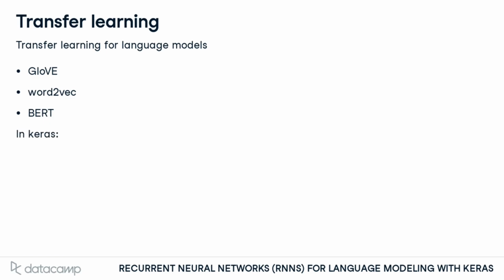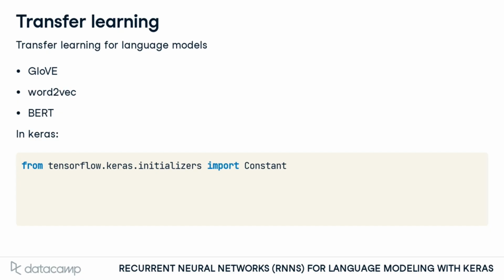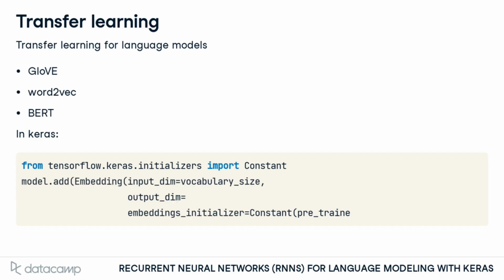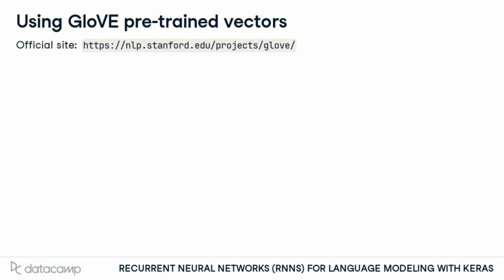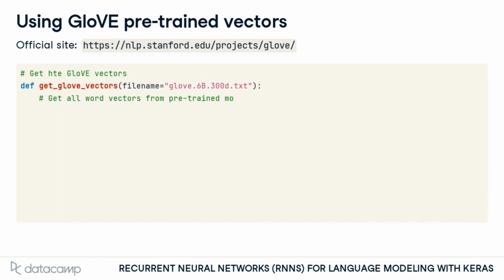In Keras, we need the constant initializer to define the pre-trained matrix of the embedding layer. GloVe files contain rows separated by spaces, where the first column is the word and the others are the weight values for each dimension of the embedding space.